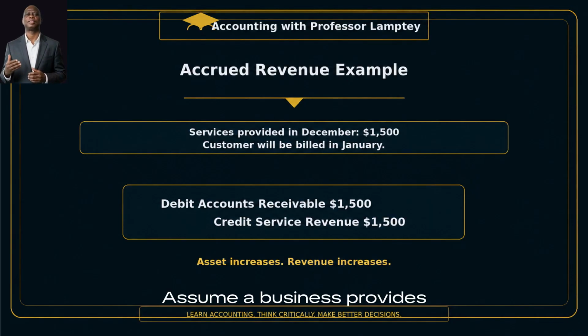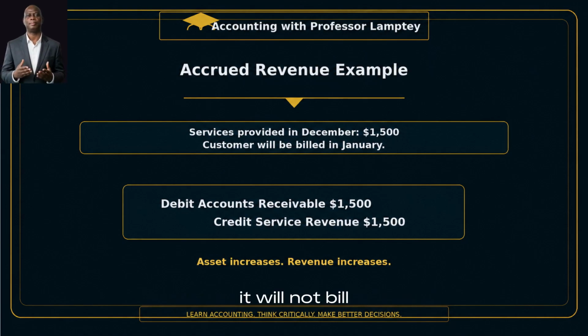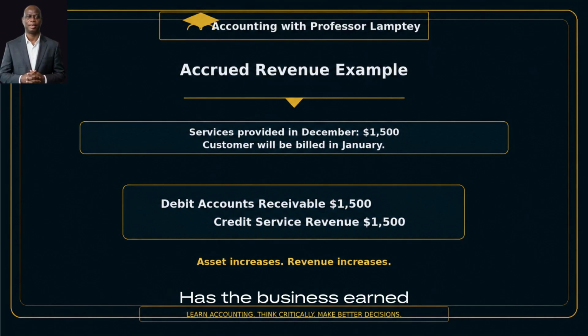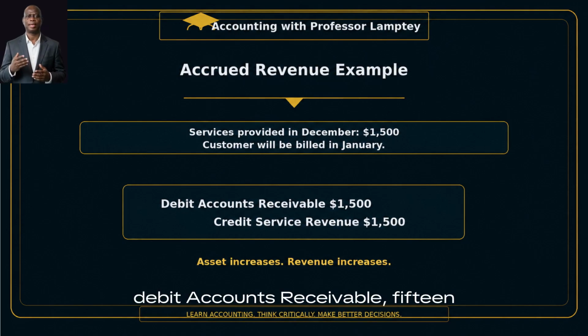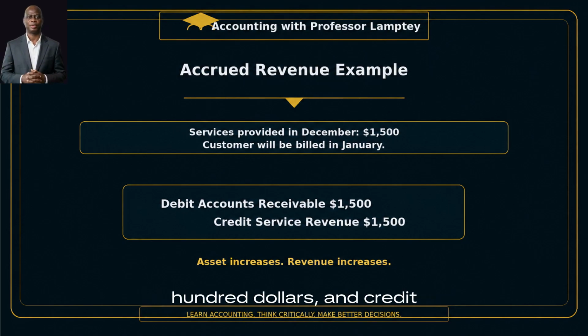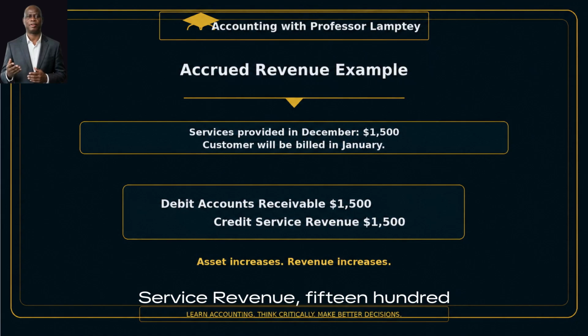Assume a business provides services worth $1,500 in December, but it will not bill the customer until January. Has the business earned the revenue in December? Yes. The service was provided in December, so the revenue belongs in December. The adjusting entry is debit accounts receivable, $1,500, and credit service revenue, $1,500. The asset increases and revenue increases.